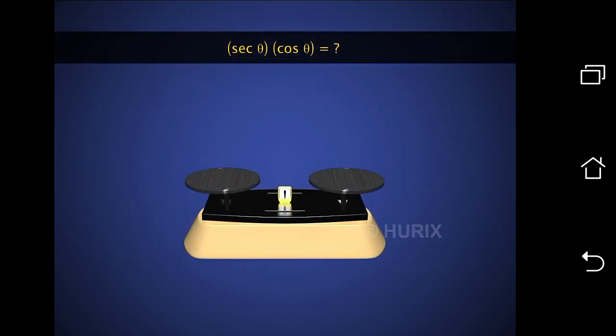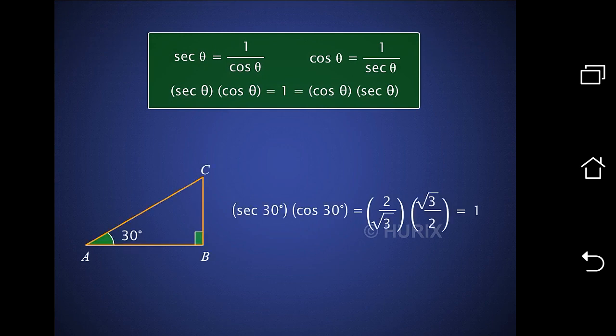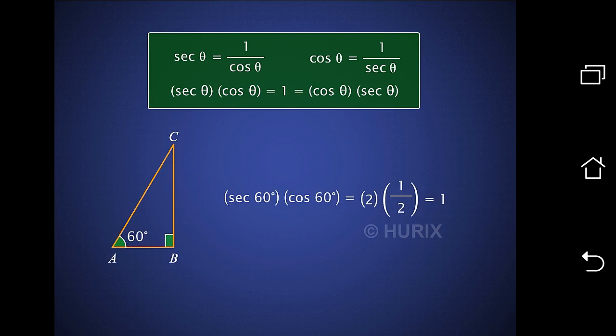What can you say about the product of secant and cosine of an angle? Cosine and secant are reciprocals as well. So, the product of cosine and secant of an angle is equal to 1 for any value of angle theta, provided cos theta is not equal to 0.